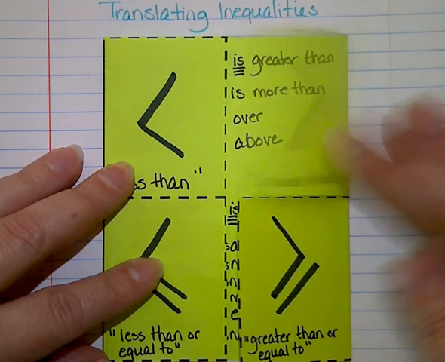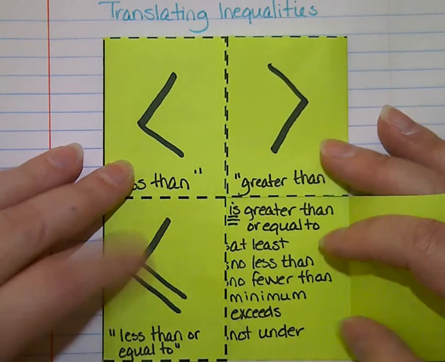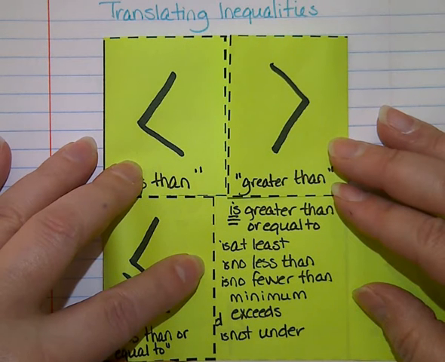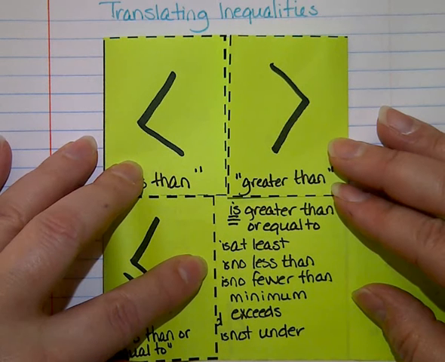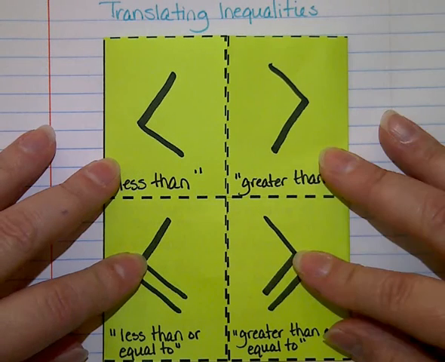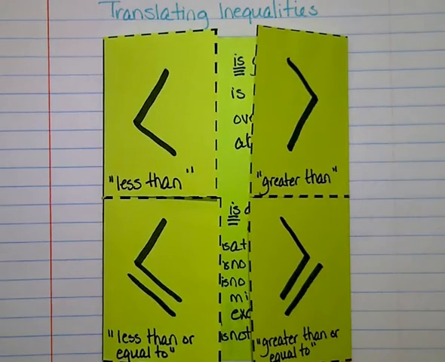And greater than or equal to, we came up with is greater than or equal to, is at least, is no less than, is no fewer than, minimum, exceeds, and is not under. Okay? If you get stuck, refer back to your notebook. Let's practice some translating.